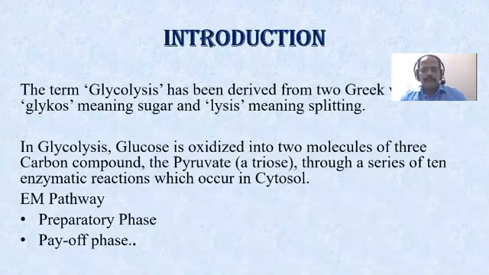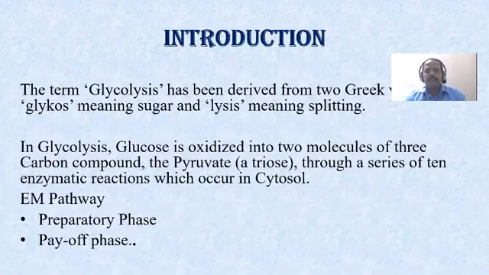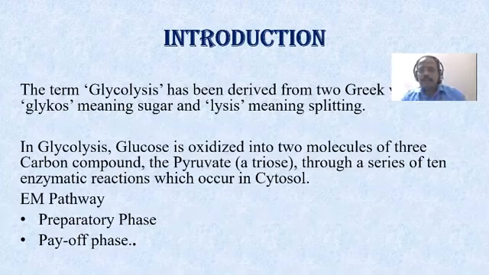So, glycolysis is a common oxidation pathway of glucose where glucose is completely oxidized to pyruvate through a series of enzymatic reactions. When you consider the location of glycolysis, it takes place in the cytosolic region.